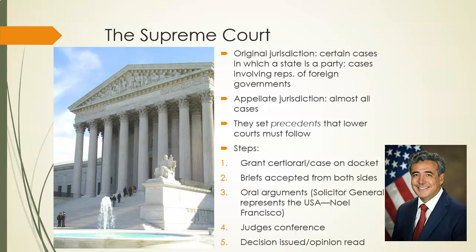And these opinions on why they decide a case usually are 15, 20, 30 pages. The winning side issues the majority opinion. Sometimes the losing side, the 4 judges or less on the losing side, decide we're going to write our own opinion. That's called a dissenting opinion. Here's why we disagree with the ruling in this case.